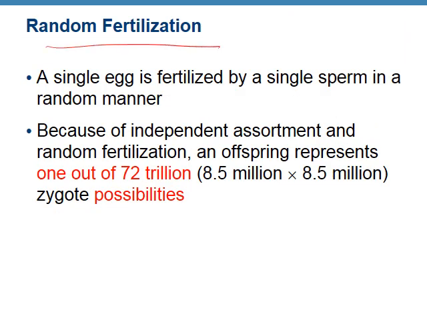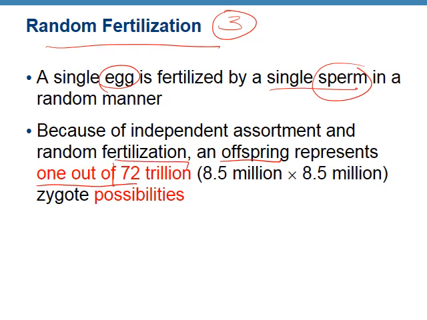The last thing that introduces genetic diversity is random fertilization. Since we don't know which sperm or which egg are going to unite and form the zygote, that also adds more diversity. So basically, an offspring represents 1 out of 72 trillion possibilities. Because of independent assortment, because of random fertilization, and because of crossing over, we have trillions of possibilities of possible offspring.